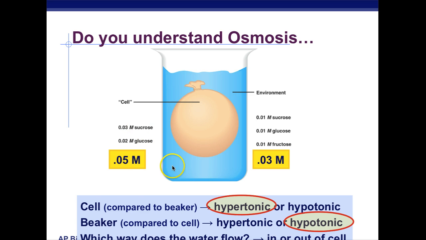So which way will our water move? Water always follows solute, so water is going to move to wherever we have the higher solute concentration, which means water is going to move out of the beaker and into the bag. So the water is going to flow from the beaker into the baggie, causing the baggie to swell or get bigger. And that concludes our lecture on osmosis.